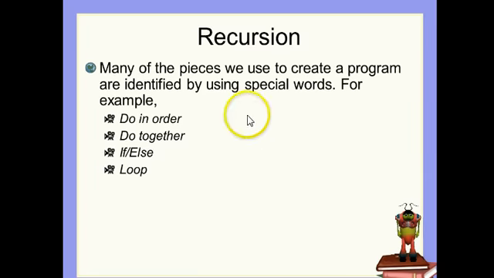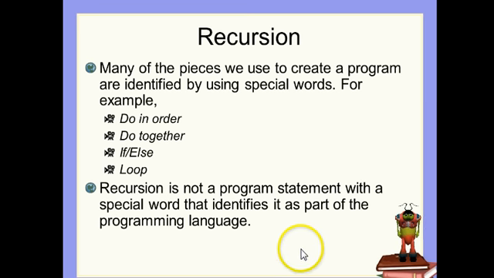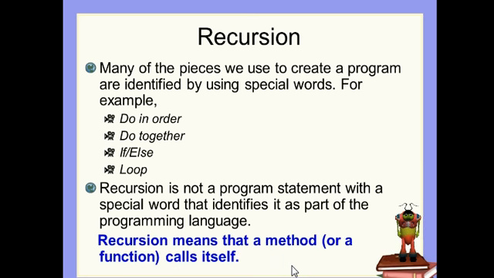So, like I said, so far the pieces we've been using to create a program are identified by these special things. Do in order, do together, if else, loop. You found them all on the bottom part of the Alice screen. But recursion is not something that you can find special words for. It's actually part of the programming language. It's something that you do that causes indefinite loops. So the formal definition is that a method or a function calls itself, and that's pretty important.